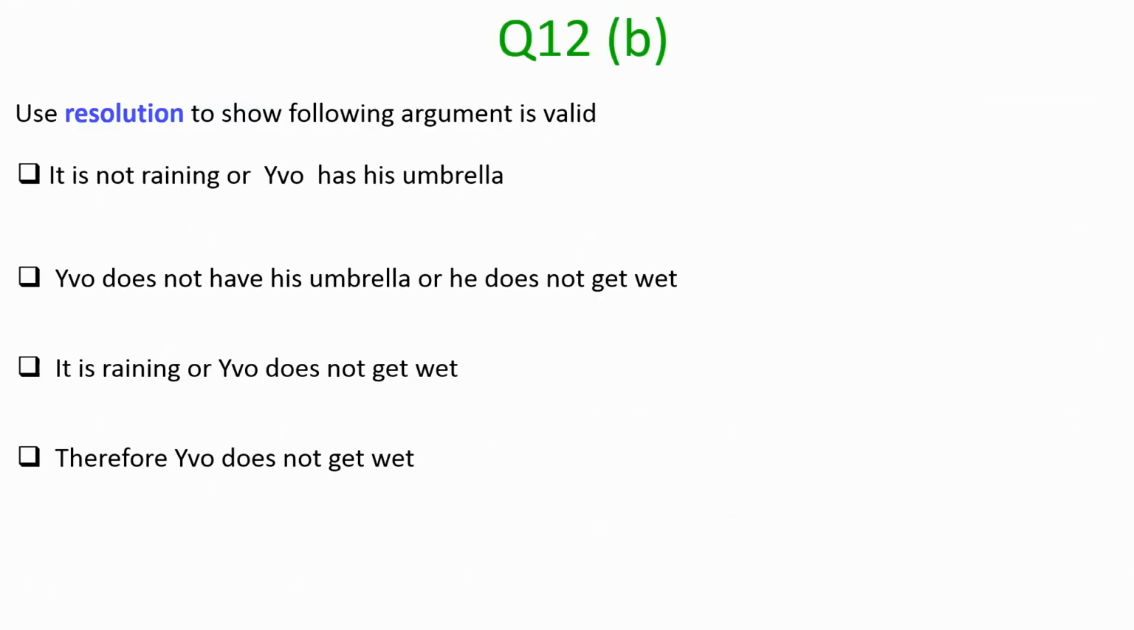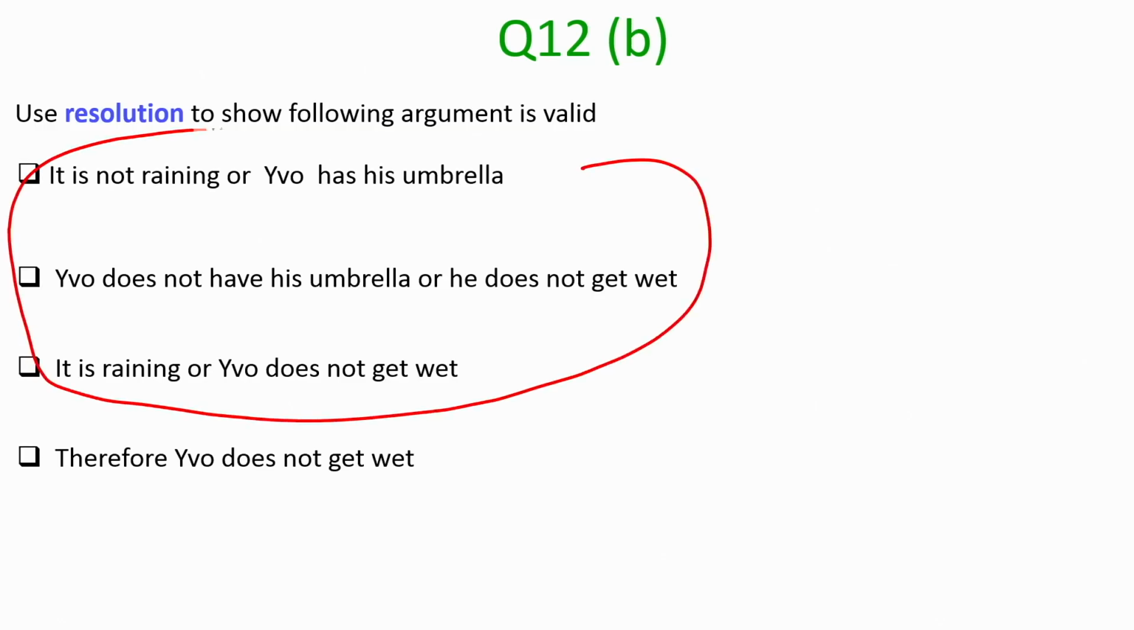Now, let me go to question 12. I will not be solving part A here, I will be focusing on part B. Part A I am leaving for you. You have to show using resolution whether the following argument is valid. So, these are the 3 premises here, and this is the conclusion.